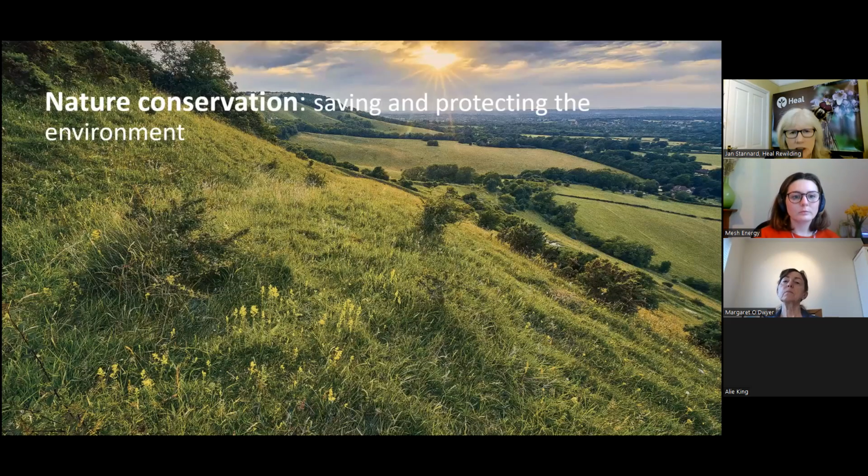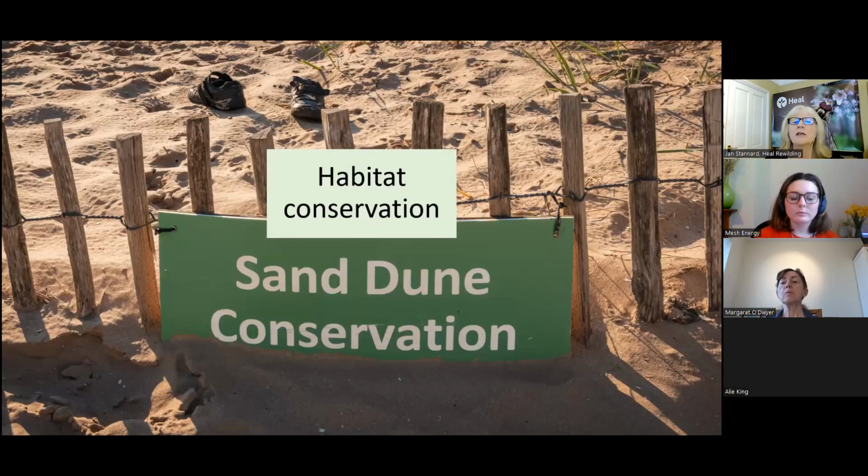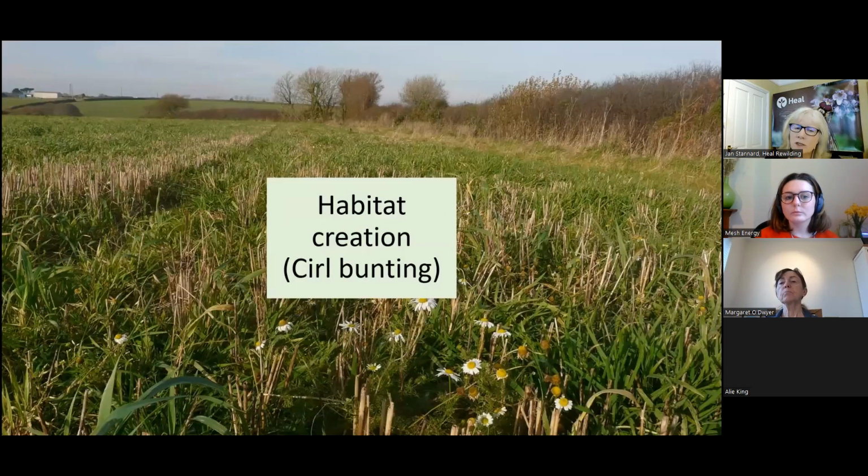So nature conservation is about saving something that's there, about saving an environment. Here's a beautiful, what I think is a chalk downland. This is something that is often actively managed by conservation organizations. Sand dune conservation, so you're conserving particular habitats, so you might want to conserve these for lizards perhaps, or a particular type of plant that thrives in sand dunes. And conservation also involves creation of habitat.